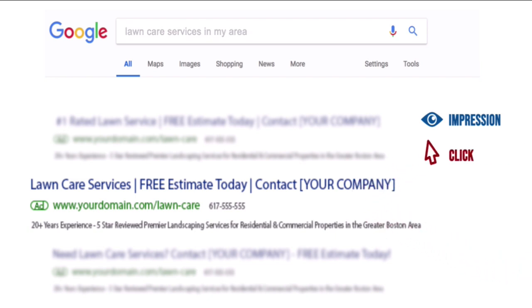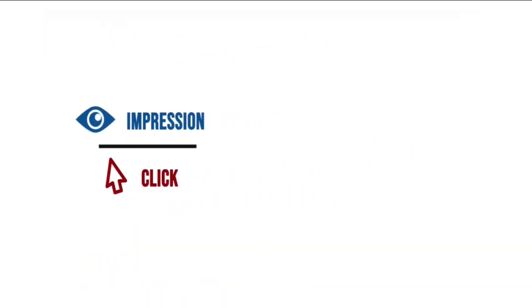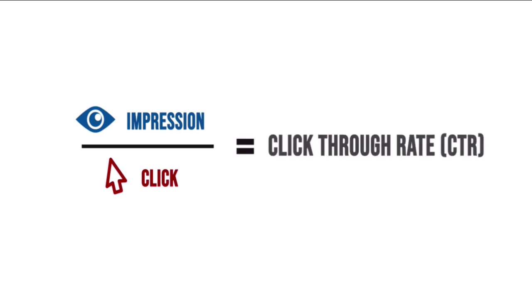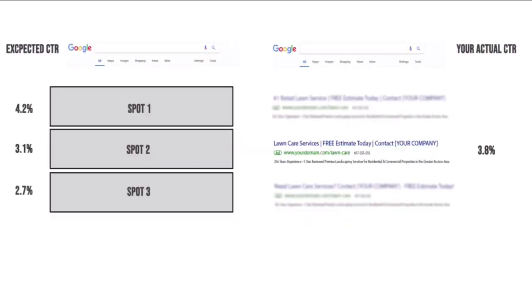Each time someone sees your ad, it will count as an impression, and every time a user clicks it, it will count as a click. The percentage of impressions that result in a click is known as a click-through rate. Having a high CTR relative to the average ad in your same position and keyword category results in Google showing your ad to more people searching and allowing your ad to achieve the same position with a lower bid.